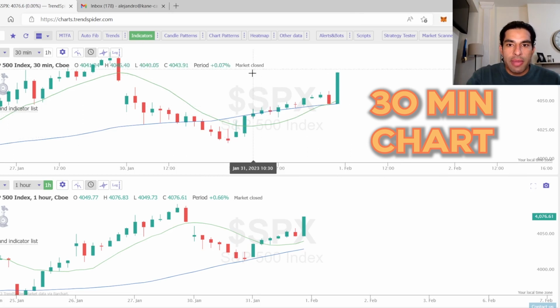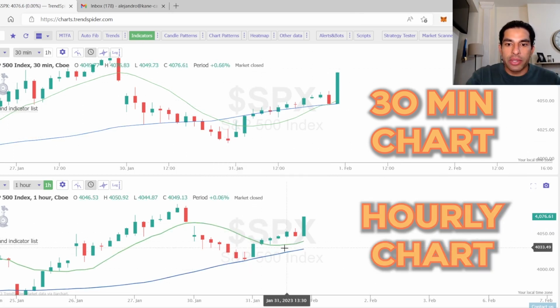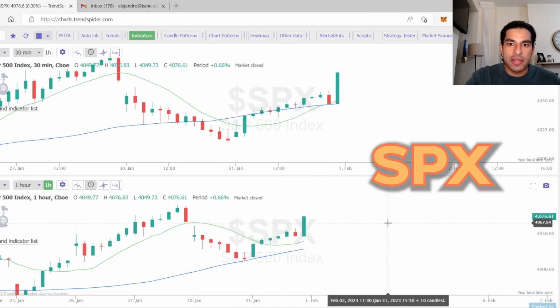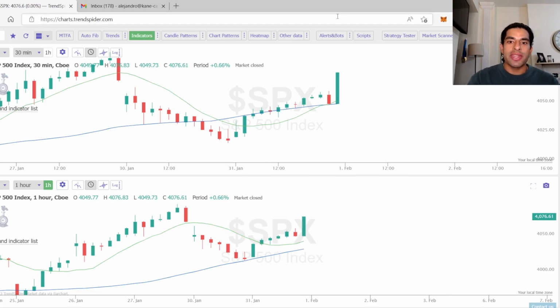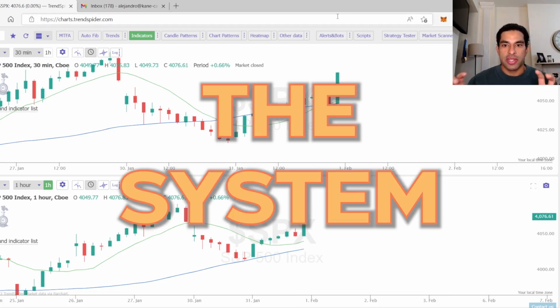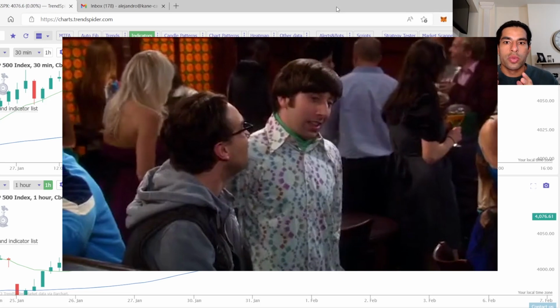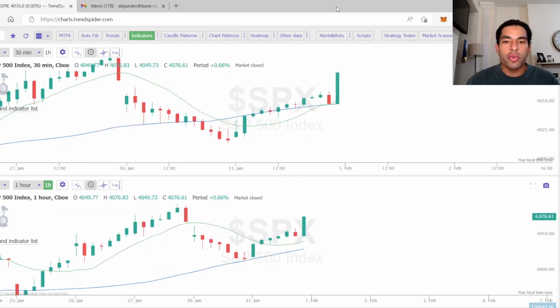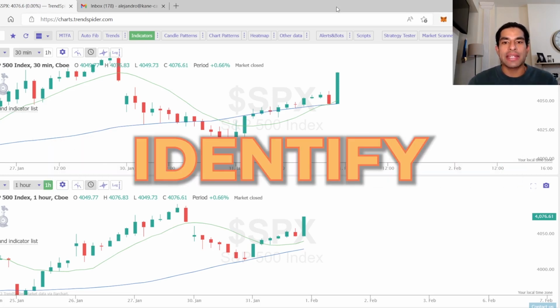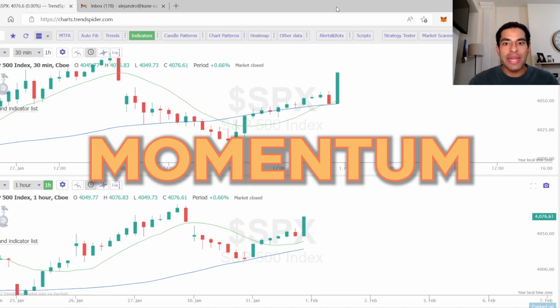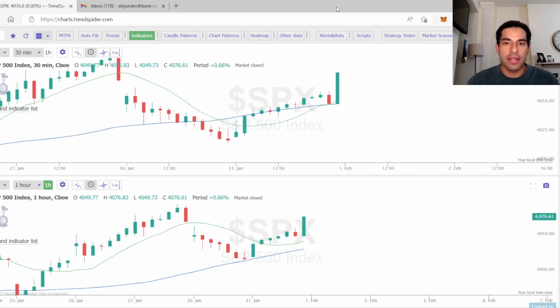Up here, I have the 30-minute chart. Down here, I have the hourly chart, both SPX, okay? I would consider these two charts together the system. That's your system? That's my system. The true system is, of course, the 30-minute chart, but the hourly chart helps us to add conviction and helps us to identify where momentum is headed in the market.